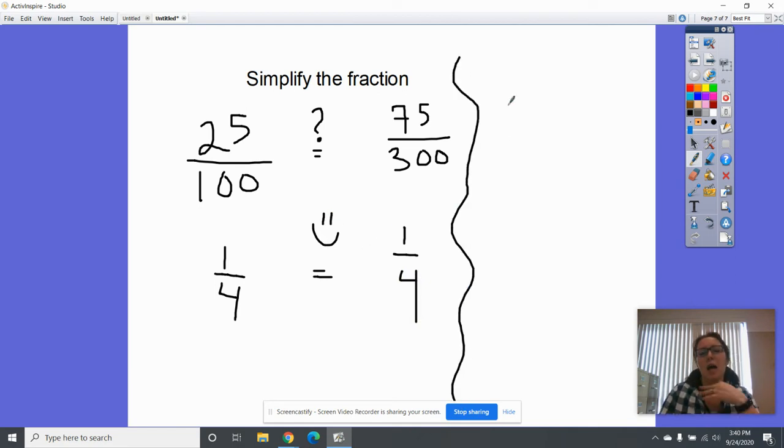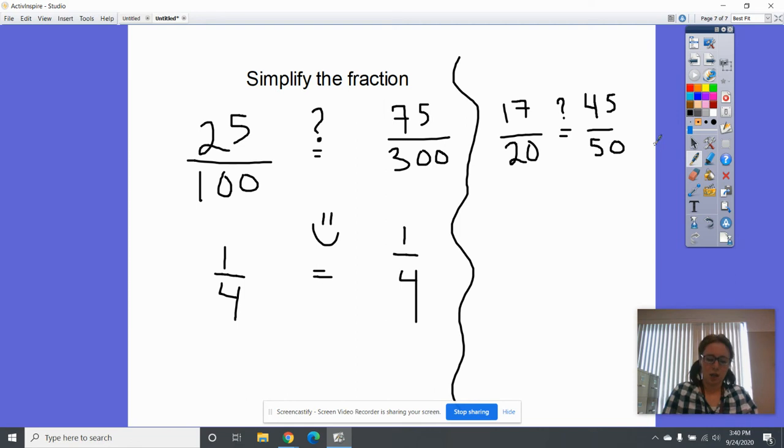Okay, let's try another one. How about we do 17 over 20? And we're saying, curious, is it proportional to 45 over 50? And so we can simplify 17 over 20. Well, fun fact, 17 is a prime number, so you can't simplify that at all anymore. So that's just 17 over 20. But 45 over 50, we can simplify and say, hey, maybe we'll get lucky. It's going to equal the same thing. But the answer is no. It simplifies to 9 over 10. So nope, those are not proportional fractions.